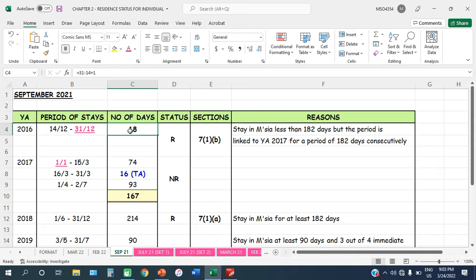How about link 2? First condition, stay in Malaysia physically at least 1 day in December. Do we even have December? No. So we cannot use link 2. How about C? Stay in Malaysia at least 90 days. Yes, we have at least 90 days. And 3 out of 4 immediate preceding YA. Immediate means if this is 2017, you must start right away with 2016. 2016 we got 1. Look at the status. Is it resident? Yes.